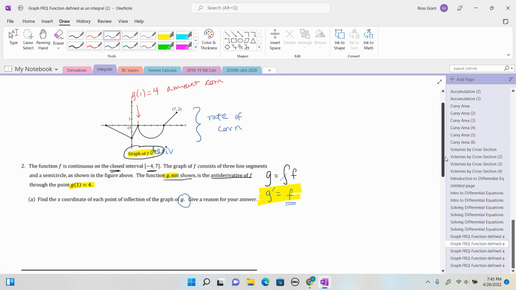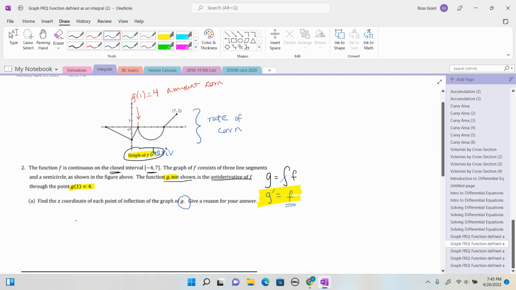I'm going to go through this one a little bit quicker because we just did a problem like this. You'll notice a lot of similarities once you get the hang of these. Okay, I want the x coordinate of a point of inflection of the graph of g. Now, I'm not looking at g. I have no idea what g looks like. I'm looking at the derivative of g, which is f.